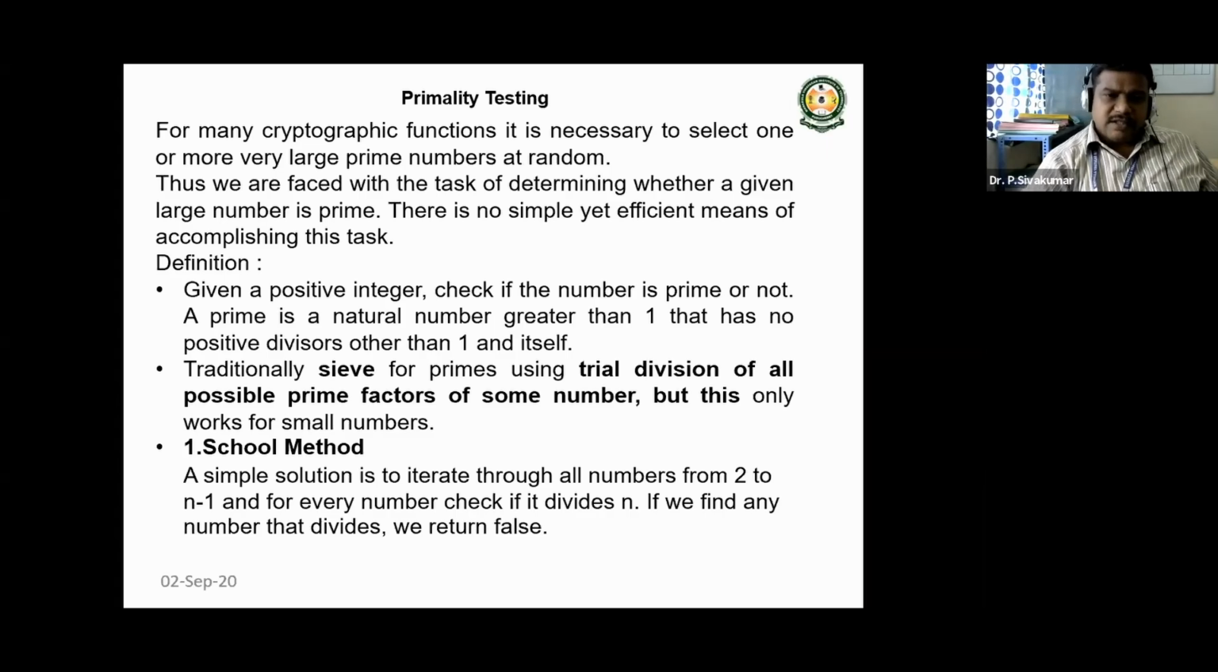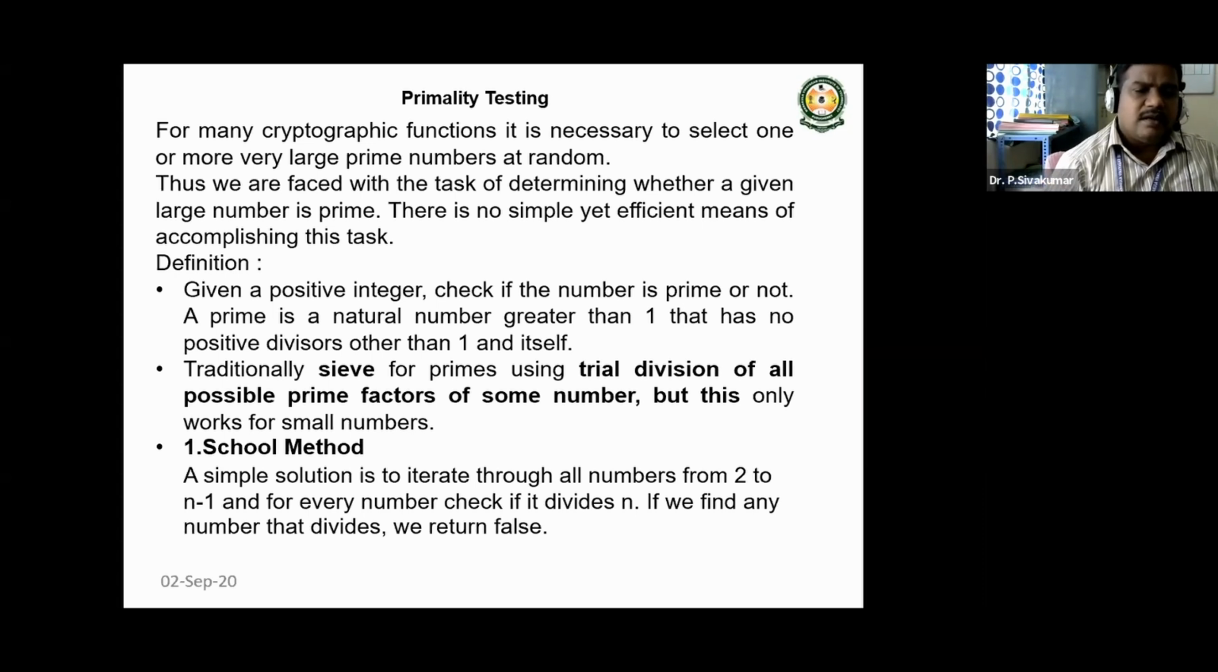At the time of key generation, we take some random variables or numbers, and we can use them as prime numbers. But how can you check whether a particular number is prime or not? That is called a primality test. Normally we use three methods.